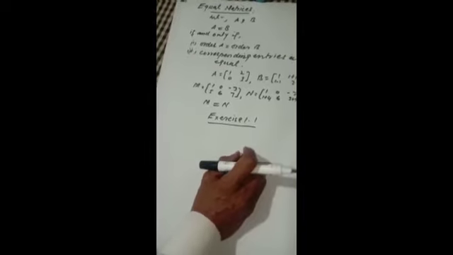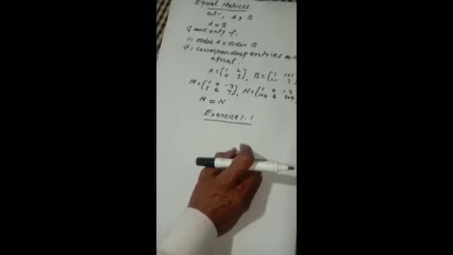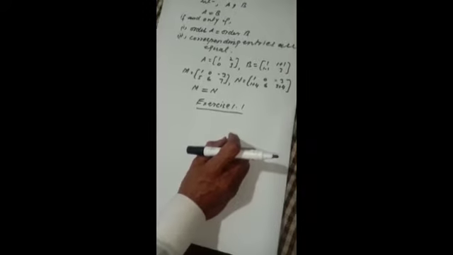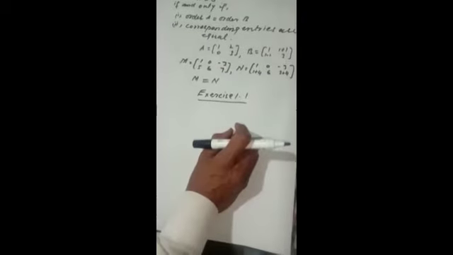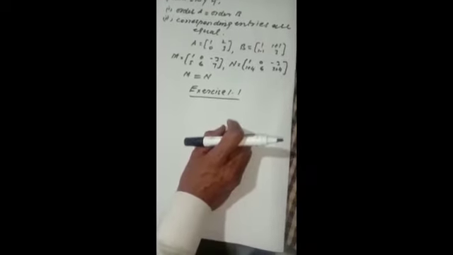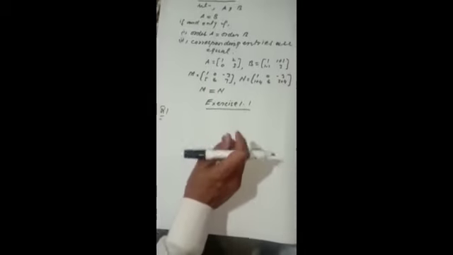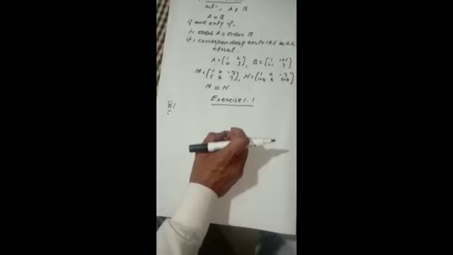After these explanations and equation definitions of the matrices, now we have reached exercise 1.1, which is the first exercise of this chapter. Question number 1 states: find the order of the following matrices.